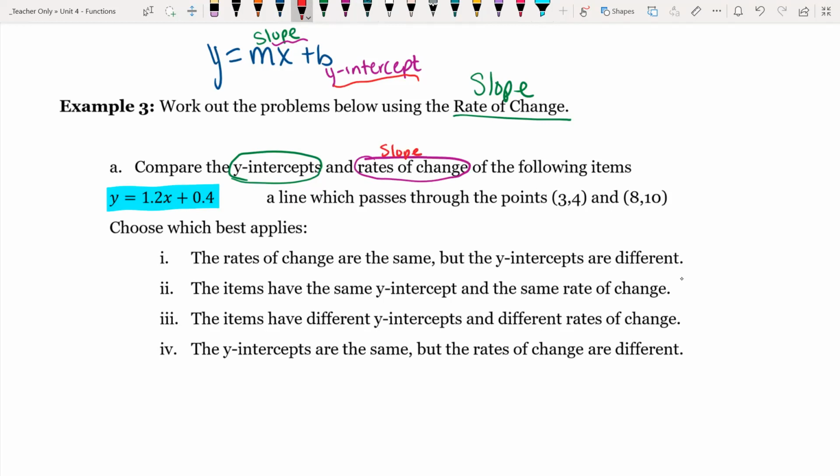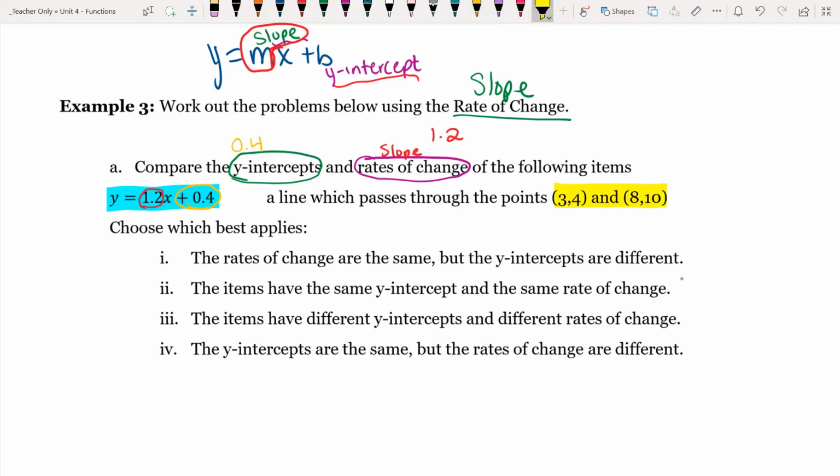Okay, so my slope is my m value in an equation, which comes right next to the x. So my m in this, or my slope, is 1.2. That's for the first one. And then my b value, or my y-intercept, is this, 0.4. Okay, so we can look at that right from the equation. Now we just need to figure it out using these 2 points.